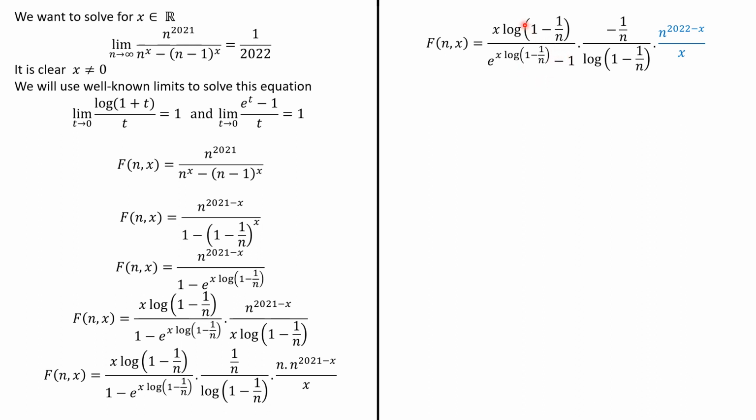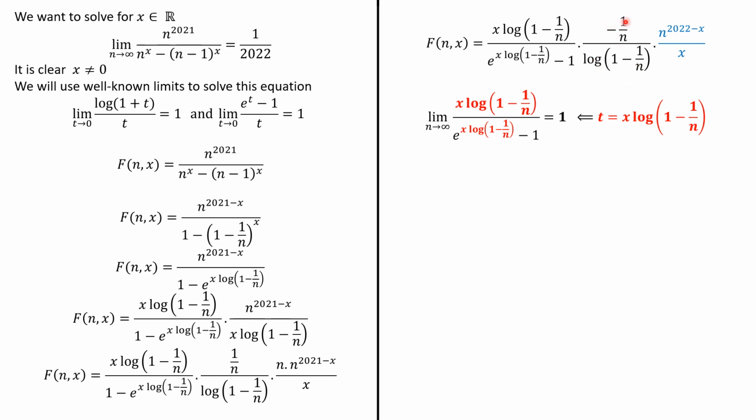So as you guessed, we know the limits of the first terms of this product because of these results. So this limit is going to be 1. Actually, we just use these with t equals x log(1 minus 1 over n). Because when n goes to infinity, this is going to x log 1, which is 0, because log 1 is 0. So this is working.